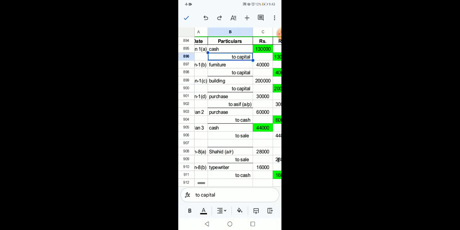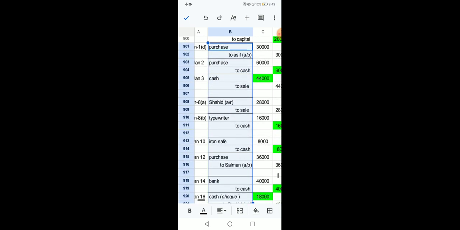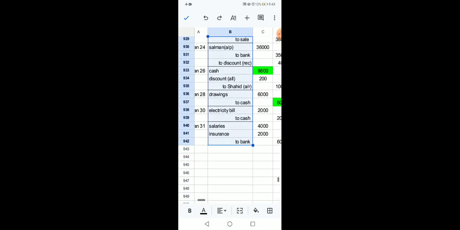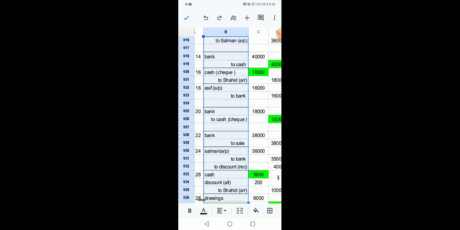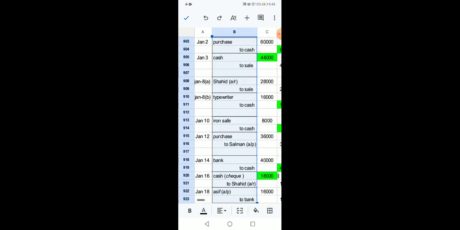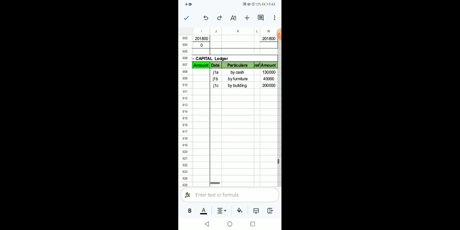Since we are making the capital ledger, there were 3 entries for capital, and I'm sure there is no other entry where capital is present. You can check it again and again. Capital is not present anywhere else. What does that mean? Our posting for the capital ledger is completed. It's time to take the balance. For balance, step number 1 is what? To take the sum of both sides.